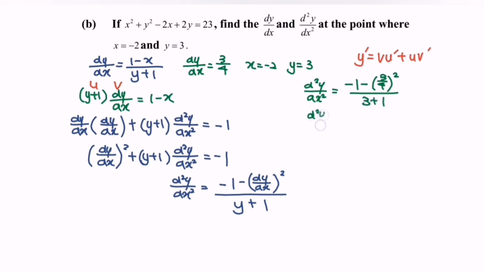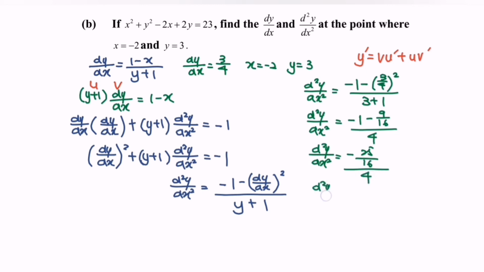So the second derivative is equal to negative 1 minus 9 over 16, over 4. And we will have the second derivative is equal to negative 25 over 16 over 4. So finally, the second derivative is equal to negative 25 over 64.